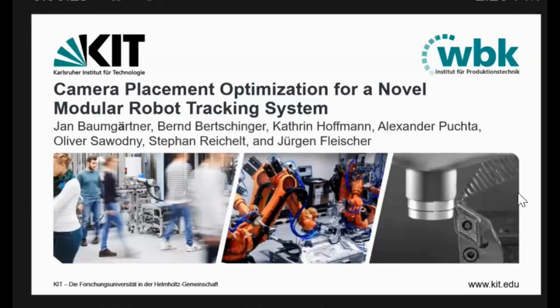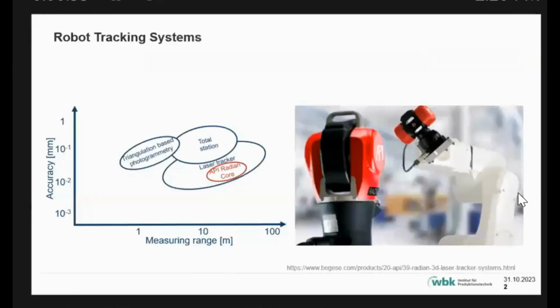Yeah, as the name already implies, today we're talking about industrial robots. In industrial applications, especially when we want higher accuracy than the internal encoders of the robot can provide, one often uses an external tracking software such as this API Radian system you see here.